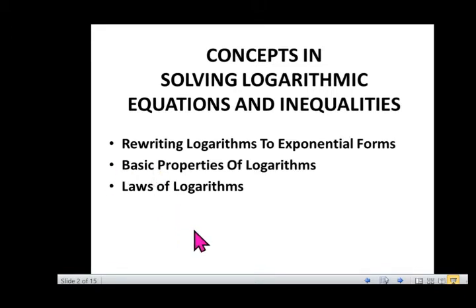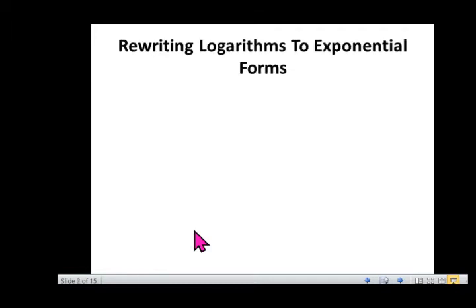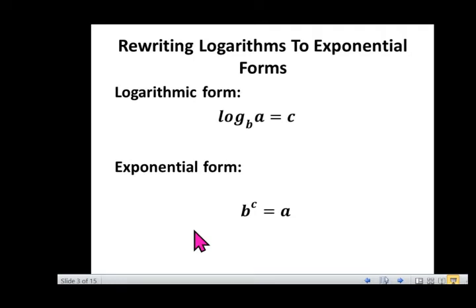Now let us proceed to our first concept, how to rewrite logarithms to their exponential forms. In order for you to rewrite logarithms to exponential, you must first learn this notation. Logarithmic form can be expressed in the notation: the logarithm of a with base b equals c. Exponential form is expressed in the notation: b raised to c equals a.